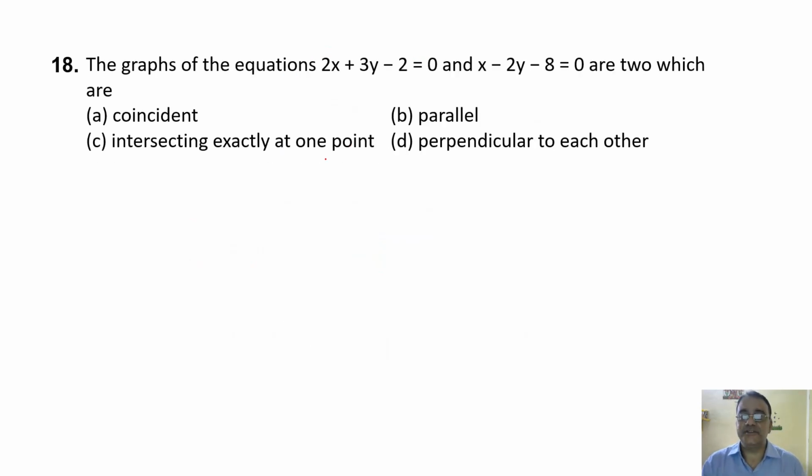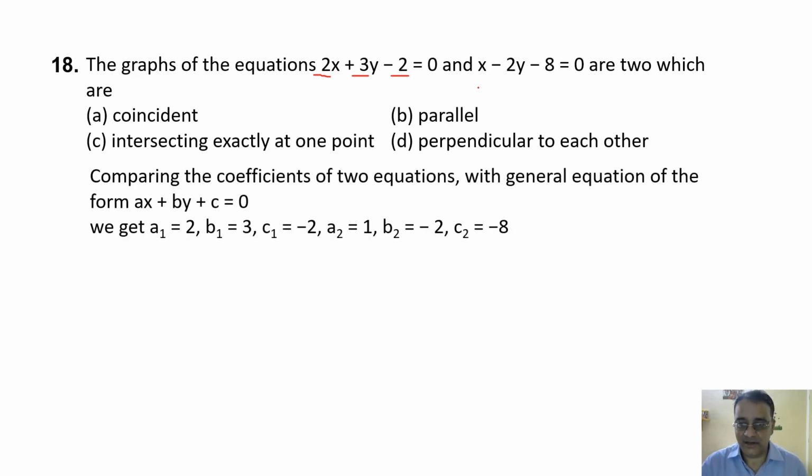The graphs of the equations 2x plus 3y minus 2 equals 0 and x minus 2y minus 8 equals 0 are two lines which are dash. Here also we will write a1 b1 c1, a2 b2 c2. a1 is 2, b1 is 3, c1 is minus 1. a2 is 1, b2 is minus 4, c2 is minus 5. So we got these values.